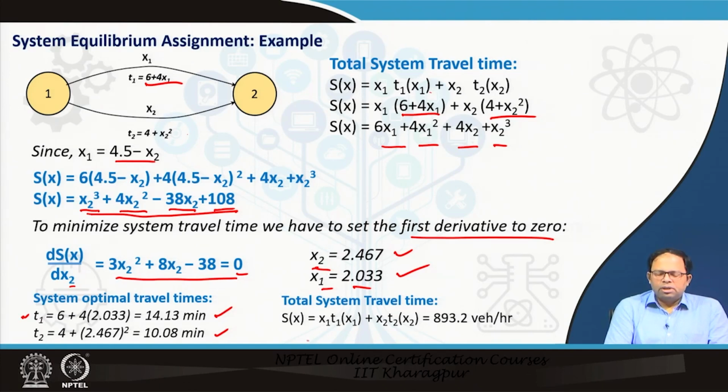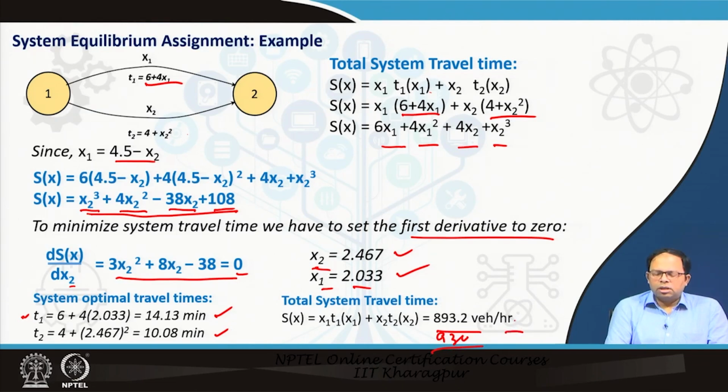And when I compute the total system travel time, using x1 into T1 plus x2 into T2, we get 893.2 vehicle hours, which is less than the usual equilibrium assignment, where we were getting something around 930 if I remember correctly. So that is a reduction from the usual equilibrium total system travel time value.